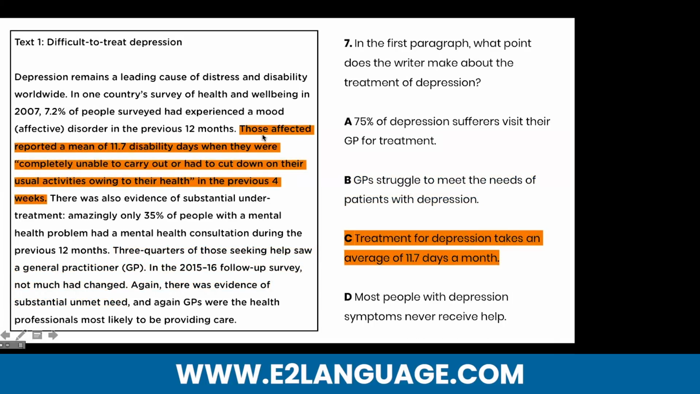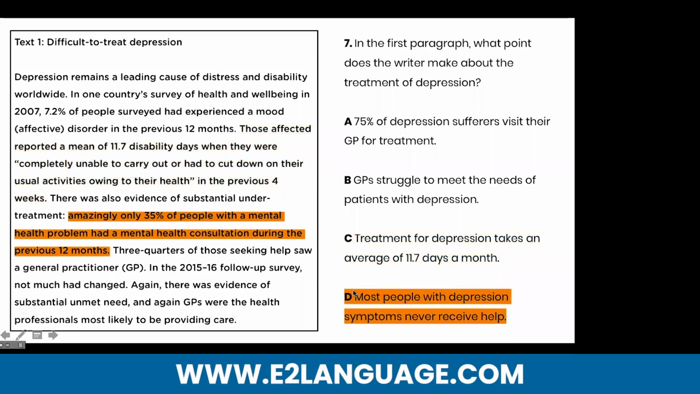Let's try this one. Those affected by a mood disorder reported a mean or an average of 11.7 disability days, or days off when they were completely unable to carry out or had to cut down on their usual activities in the previous 4 weeks. This says treatment for depression takes an average of 11.7 days a month. Do these two say the same thing? Good, nice. So therefore, we're left with this one.